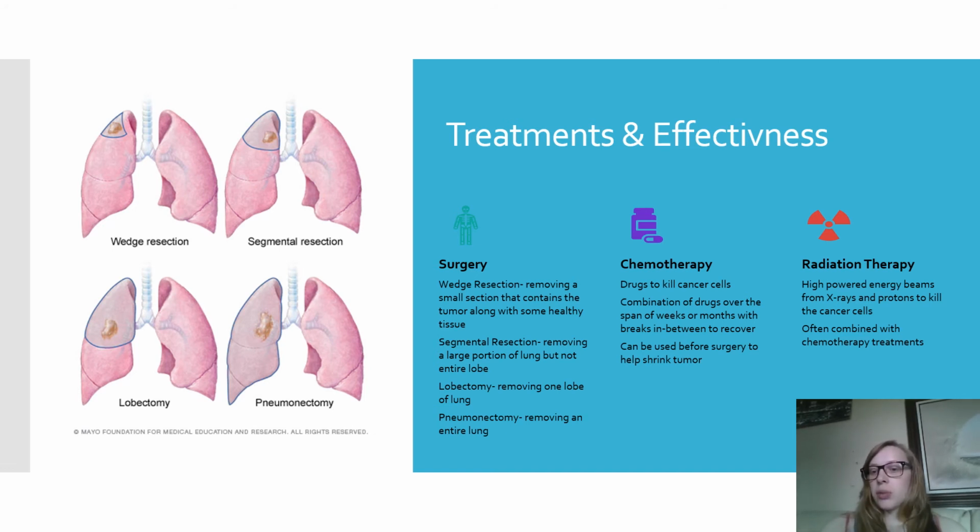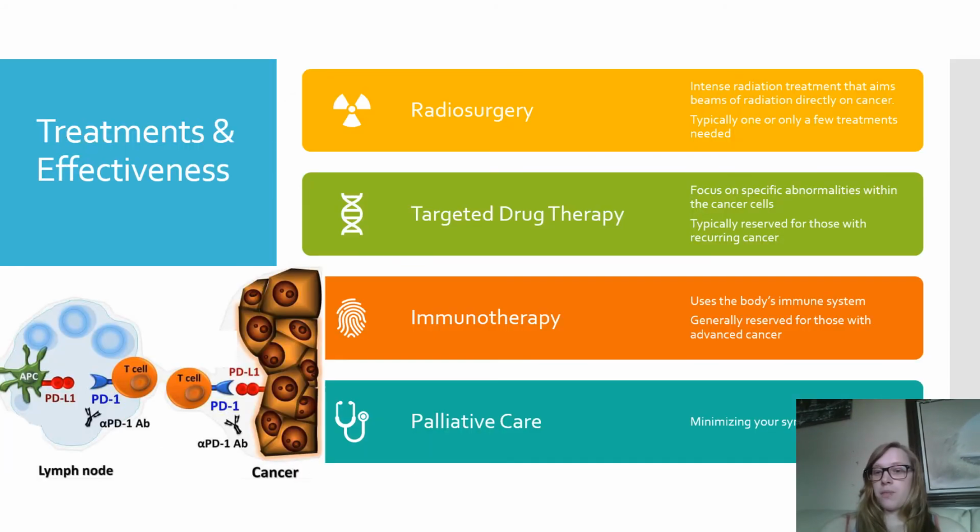There's also radiation therapy, which uses high-powered energy beams from X-rays and protons to kill the cancer cells. It is oftentimes combined with chemotherapy treatments to help make sure the effectiveness is fully there. There is also radiosurgery, which is intense radiation treatment that aims beams of radiation directly onto the cancer cells and kills them that way. Normally it's not just one beam, there are several beams, and typically only one or very few treatments are needed if this treatment is the one that is chosen.